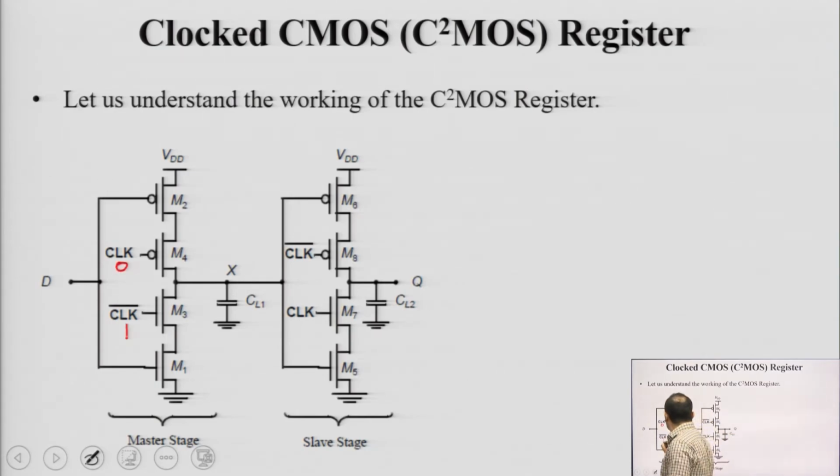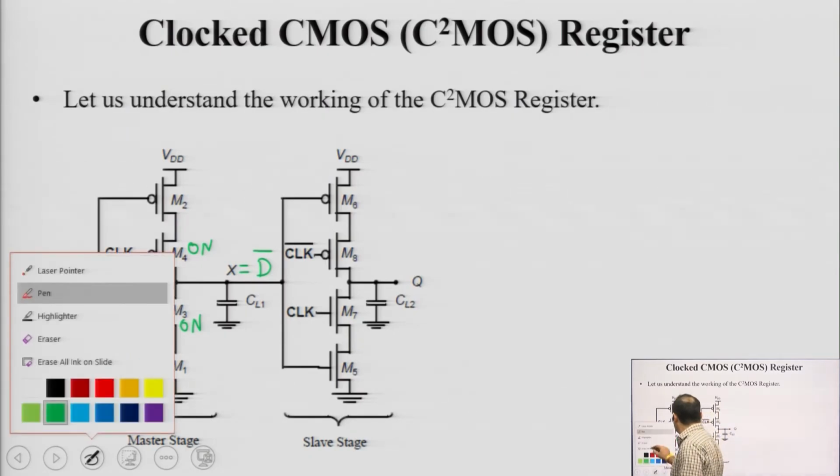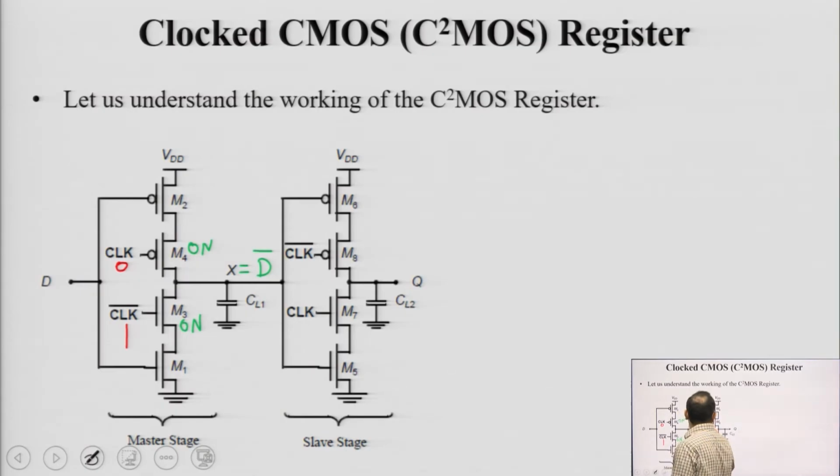When this is 0 and this is 1, M4 is on and M3 is on. In this case, D bar will be sampled at node X. So the load capacitor CL1 will take the value of D bar. So the inverted input will be sampled when clock is 0. In that case, if you see here M8, this clock bar here is 1 and clock is 0.